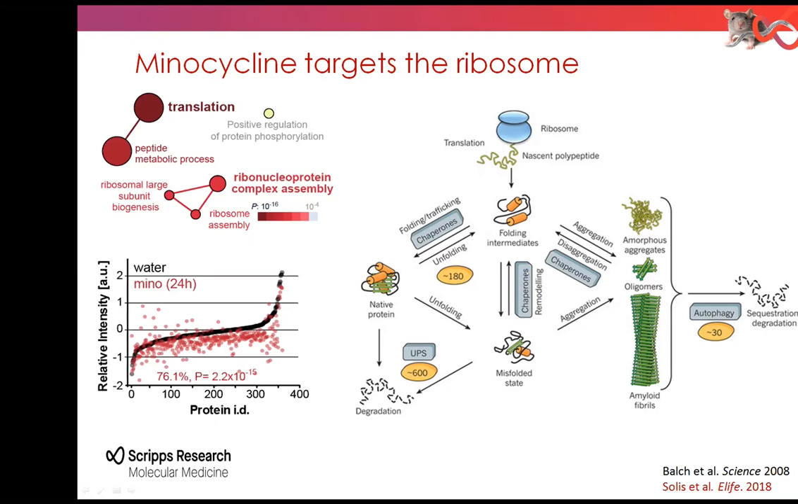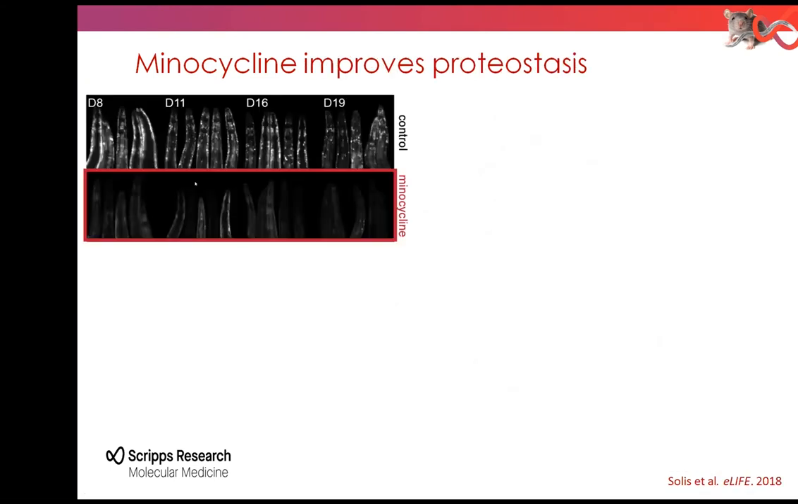We tested that in worms that express a fluorescently labeled alpha-synuclein, which is shown here. These are heads of worms that express fluorescent alpha-synuclein, a protein that aggregates in Parkinson's disease. You can see that with increasing age, day 8, 11, 16, 19, the staining becomes more and more punctate, suggesting protein aggregation of alpha-synuclein. And when treated with minocycline, that doesn't happen. We also did this in HeLa cells, and we did a series of other experiments.